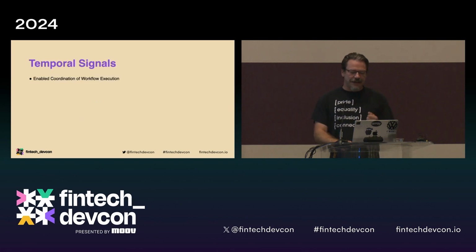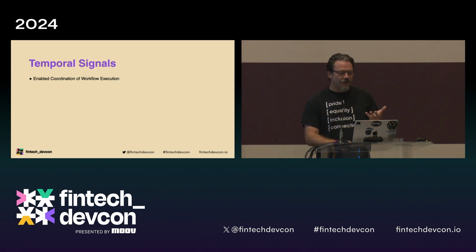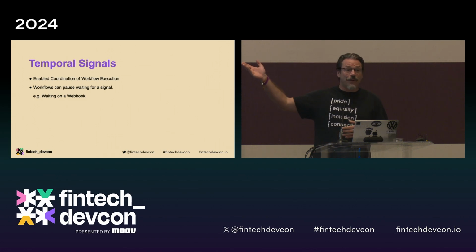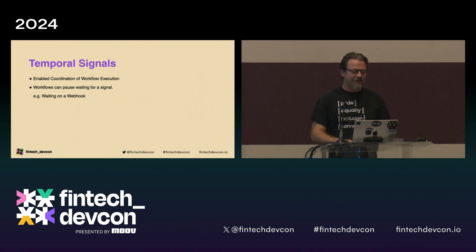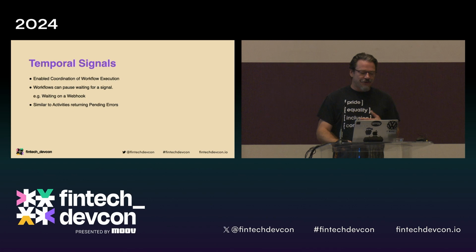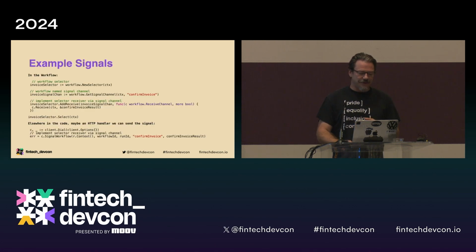Signals are that coordination mechanism. They enable coordination of workflow execution. Workflows can pause, waiting for some particular signal. In our case, maybe waiting for a webhook back from a particular vendor. We make a call to create a payment, and they webhook us back when that payment settles. And they're similar to activities in returning a pending error, saying this operation is going to pause the workflow until something else comes in and signals.